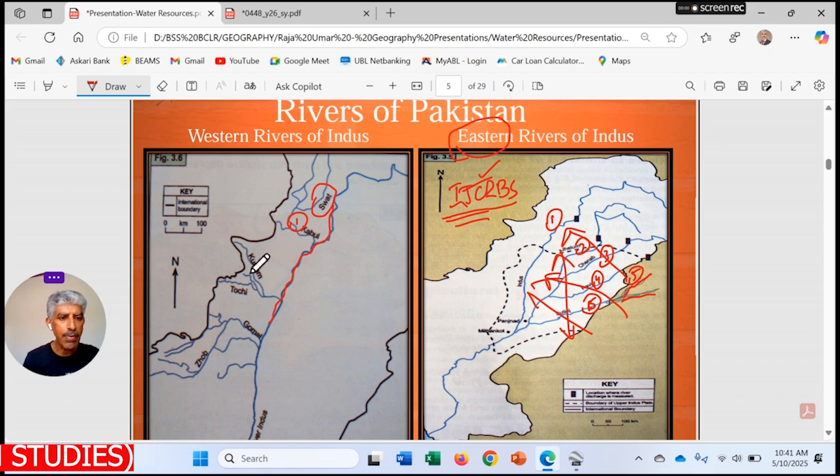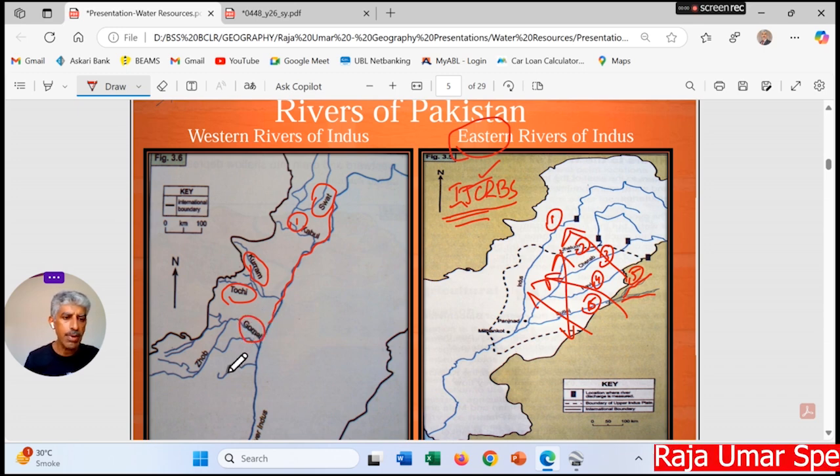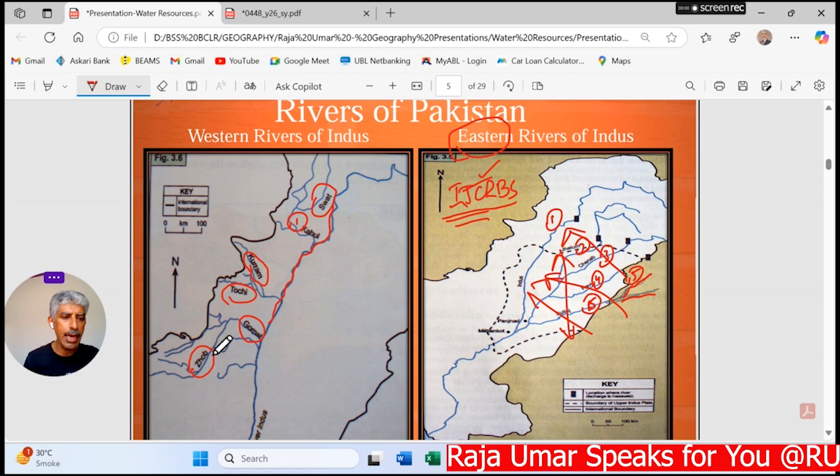And here we have river Kurram. This is the Safed Koh region. And river Tochi. This is the Waziristan region, Waziristan Hills we talked about. And river Gomal. This is the Dera Ismail Khan region of Khyber Pakhtunkhwa. And river Zhob coming from Balochistan, and it falls into river Gomal. It divides into 2 branches over here.